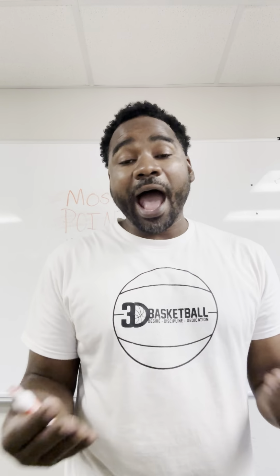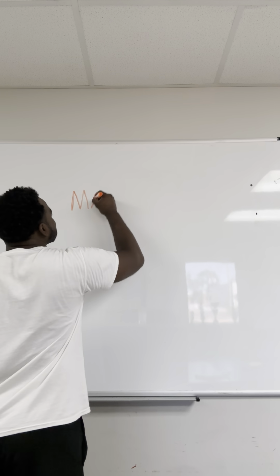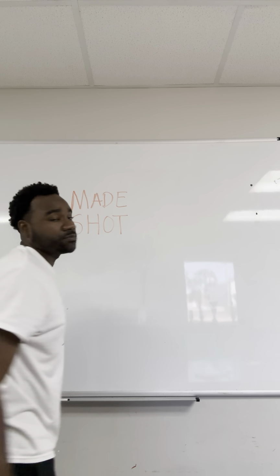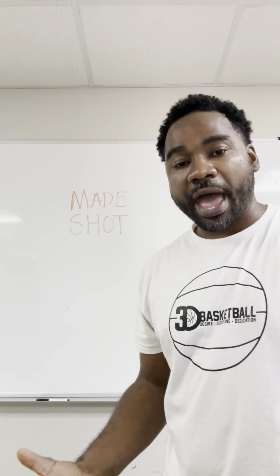And so how do you get the most points? That's the next question. How do we score points? You score points by shooting the ball in the basketball goal. Made shots. You have to make shots. You have to have made shots to score in basketball.